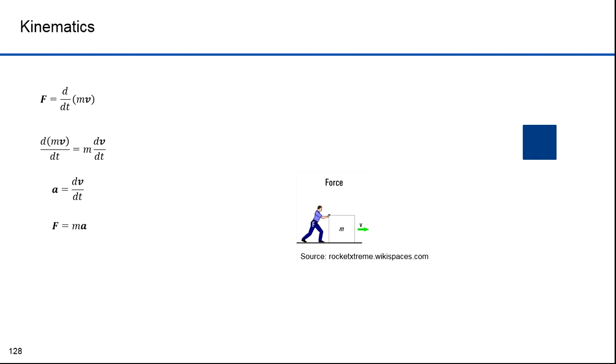Newton's second law tells us that F equals ma, force equals mass times acceleration. Newton never expressed the second law that way. Leonhard Euler did 65 years later. It's probably the most useful equation in physics.